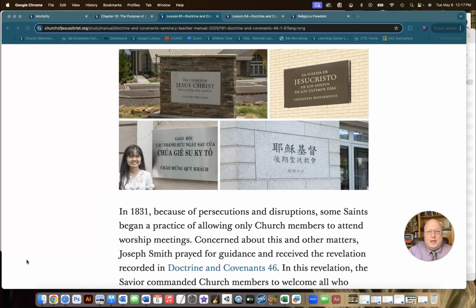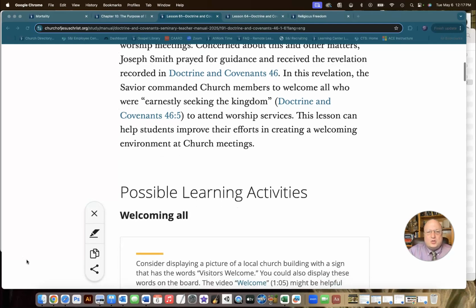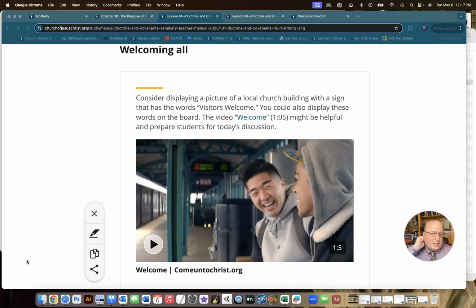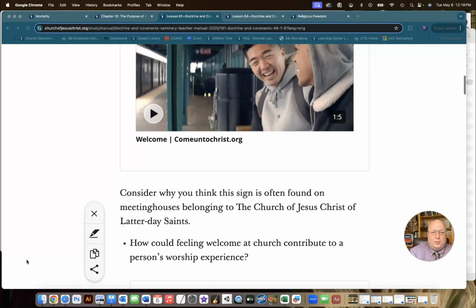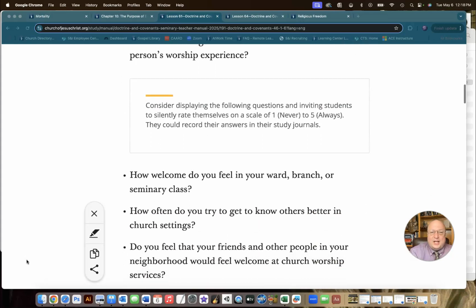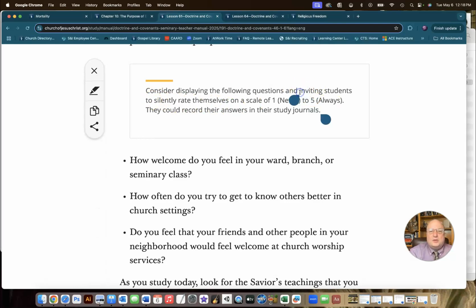It begins with images of our welcoming signs on our church, a welcome to visitors. Now, there's a couple of resources that I think might be useful today to help your students with the discussion. The opening attention-getting exercise is good, and if you, how it says here, invite students to silently rate themselves on a scale of 1 to 5, they could record their answer in their journals.